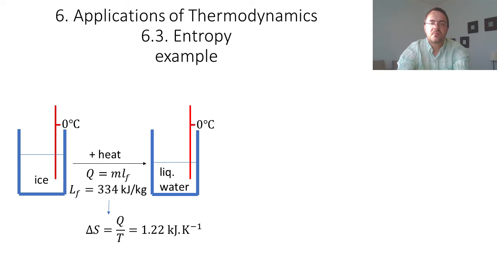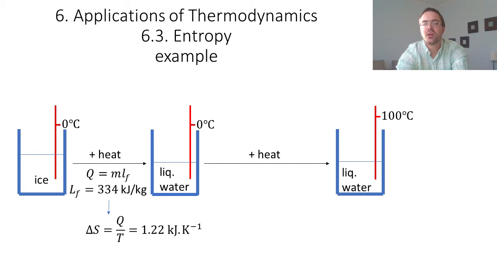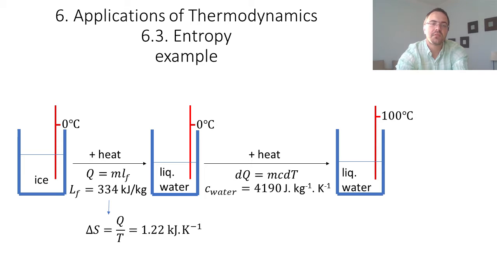Now, let's assume that we continue to add heat to this system. So eventually, the water will reach a temperature of 100 degrees Celsius. Now, during this process, the energy that is added can be calculated using dQ equals mc dT. And in this relation, c is the specific heat of liquid water.